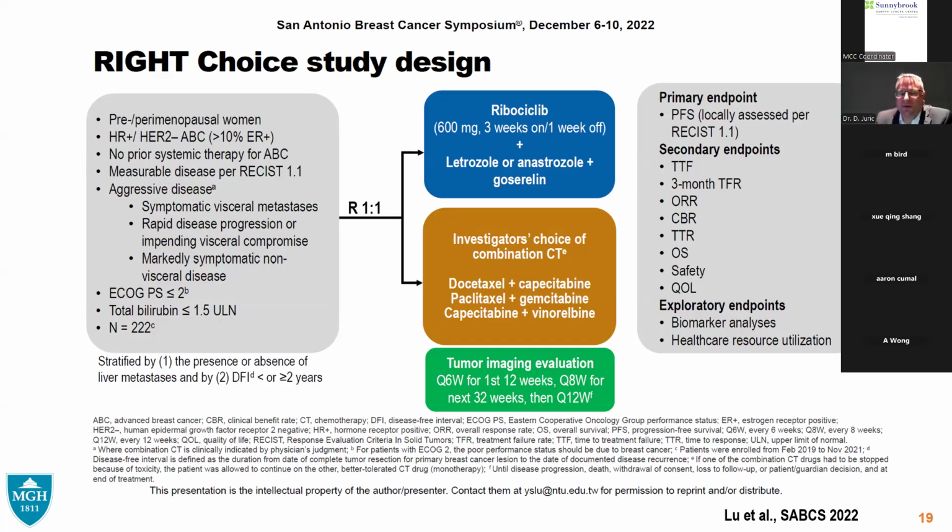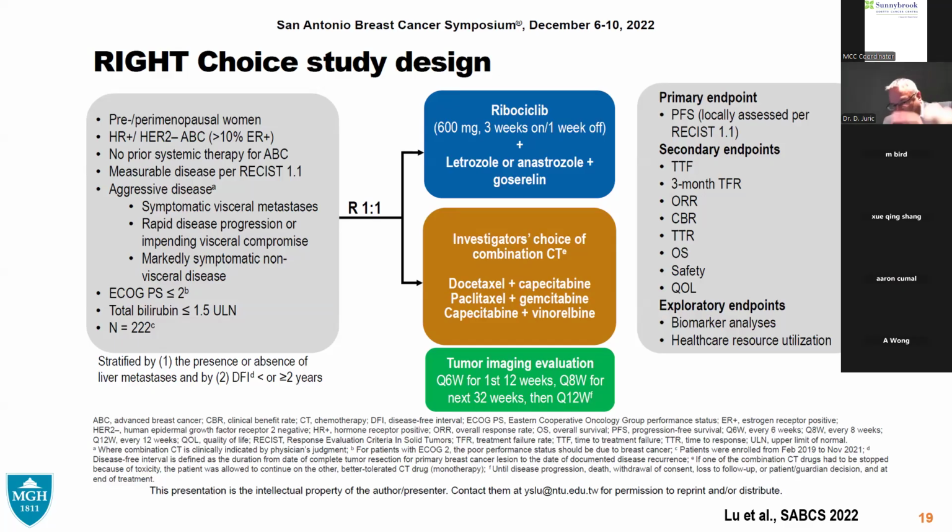These are premenopausal women who have a somewhat higher threshold for ER expression. We need to have at least 10% or more. It's a de novo disease, mostly with no prior systemic therapy. And these patients had very aggressive disease: symptomatic visceral metastasis, rapid disease progression, or impending visceral compromise, markedly symptomatic non-visceral disease. So the deck was stacked against a seemingly, maybe, not as aggressive approach as you would think, looking at the combination of letrozole or anastrozole with ovarian suppression plus ribociclib.